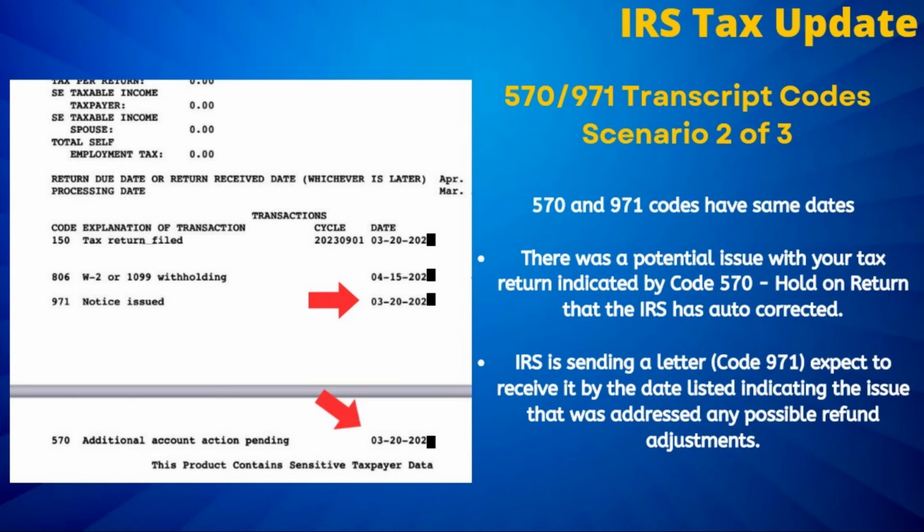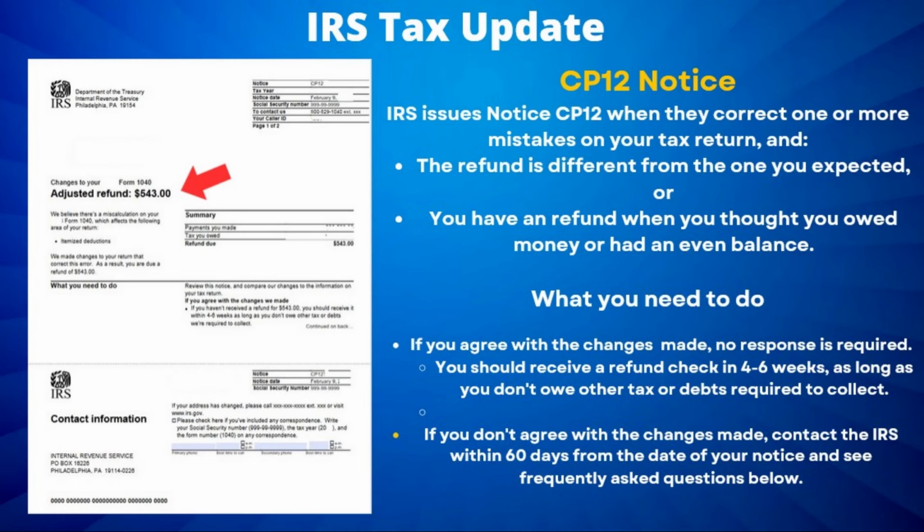The second scenario is that you are seeing the 570 and 971 codes on your tax transcripts with the same date listed next to them as seen on this tax transcript. Now, in this case, it means the IRS computer identified a potential issue with your tax return and has auto-corrected the error, which may have resulted in an adjusted tax refund. If this is the case, the letter you are likely to receive is this IRS letter, the CP12 notice, informing you an error was encountered on the tax return, often a miscalculation which they have addressed, resulting in an adjusted refund. If you agree with the changes the IRS made, no further action is necessary, and you will receive that refund within 4 to 6 weeks.